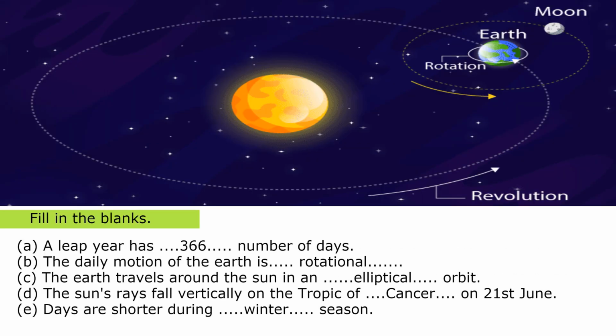Fill in the blanks. A. A leap year has 366 number of days. B. The daily motion of the earth is rotational. C. The earth travels around the sun in an elliptical orbit. D. The sun's rays fall vertically on the Tropic of Cancer on 21st June. E. Days are shorter during winter season.